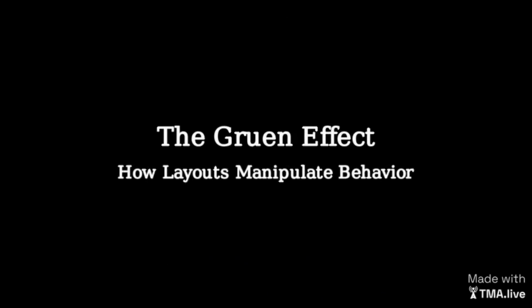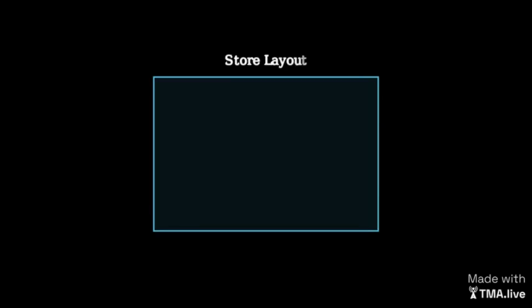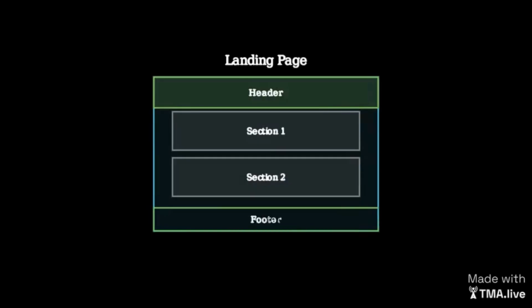The Gruen effect is a design strategy used to disorient customers within a store, encouraging unplanned purchases. It is named after architect Victor Gruen, who initially intended for malls to be community hubs, not just shopping centers. In physical stores, the Gruen effect is achieved through winding pathways, strategic placement of products, and a lack of clear sightlines. These elements disorient customers, making them more likely to explore and make impulse buys. Now let's transition this concept to the digital world.